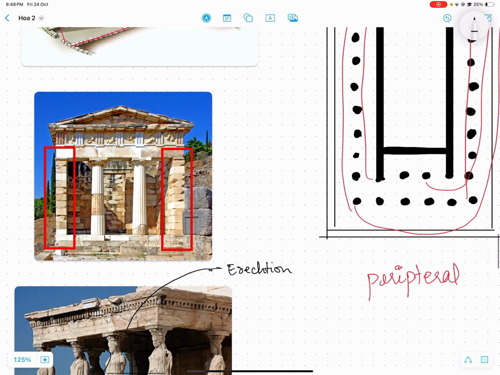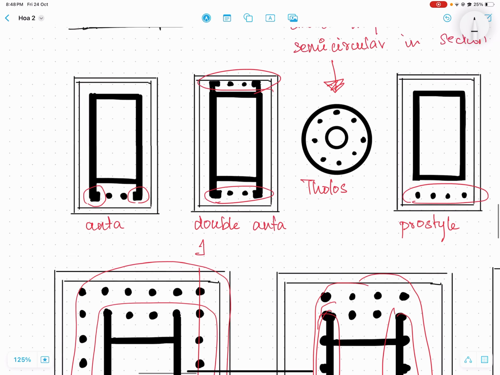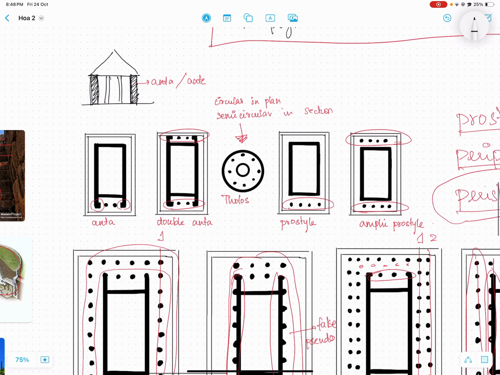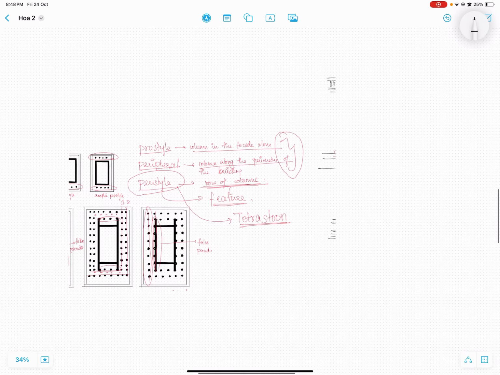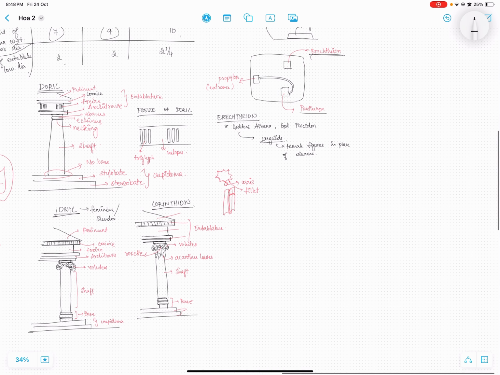And these are the piers or thickened walls I was talking about. If you have this in the front alone, it was called anta, as discussed here. Yes, this is anta. Now let's move on to the Parthenon.